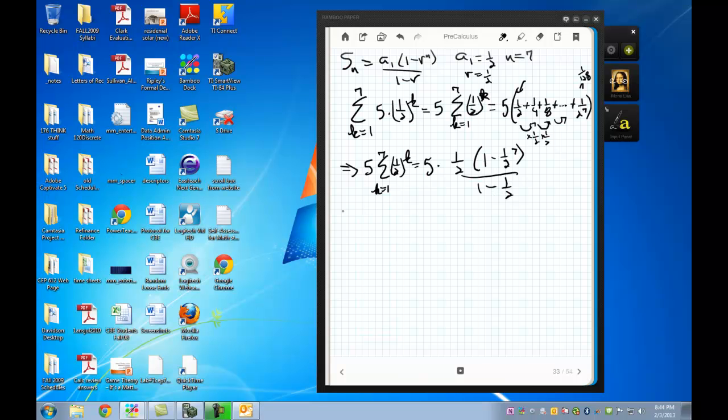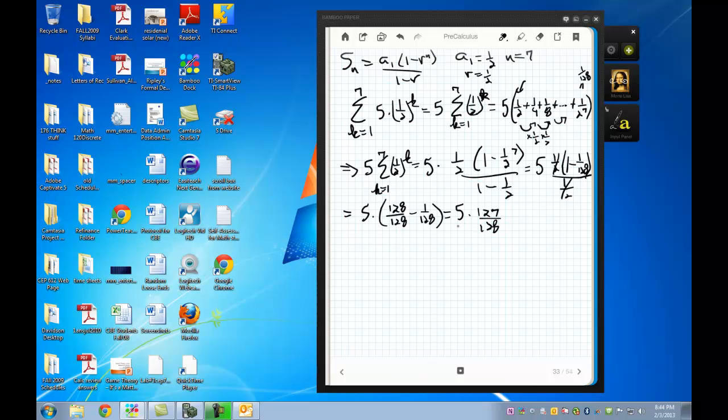So here we go. This is equal to 5 times, now, what do you notice? Let's clean this up a little bit so we can see what's going on. This is going to be 1/2 times 1 minus 1 over 128, all over 1/2, because last I checked, 1 minus 1/2 is 1/2. Look at those guys. They cancel. So what I end up with is 5 times 128/128 minus 1/128. And I end up with 5 times 127/128.